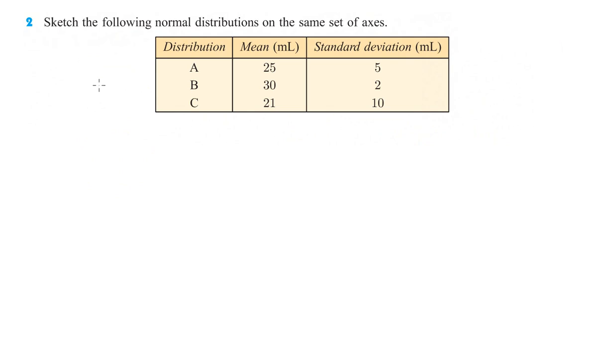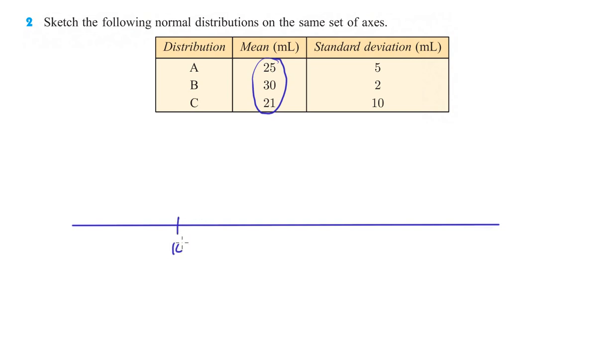Okay. All right, let's take a look at 2. Sketch the following normal distributions on the same set of axes. So the first thing I want to do is make sure we get our means all in there. So let's just draw ourselves a nice long graph, give ourselves some space here. So let's see, 30 is only 2, so let's say 10, 20, 30, 40.